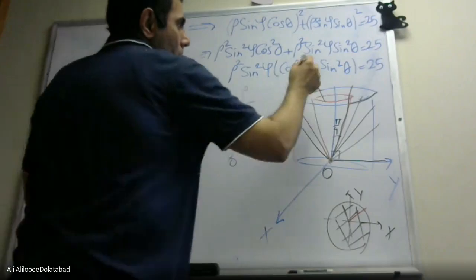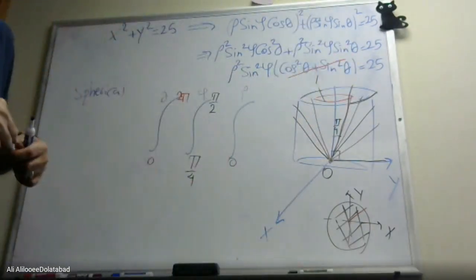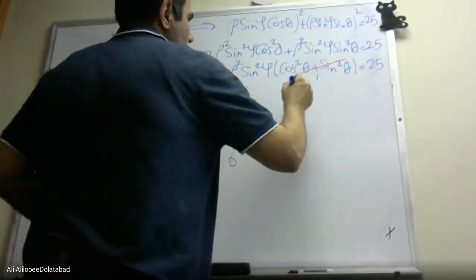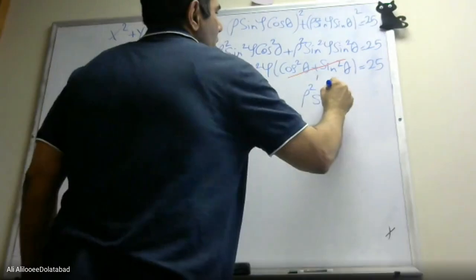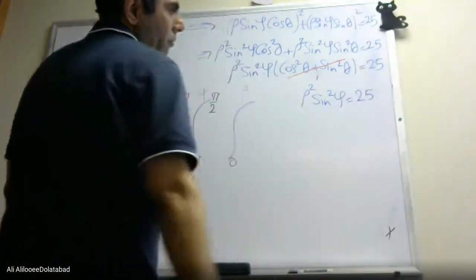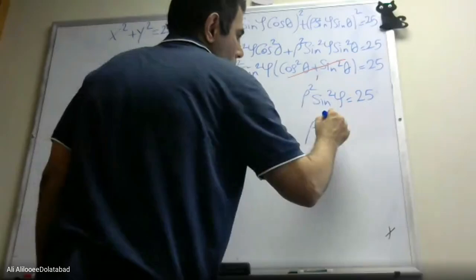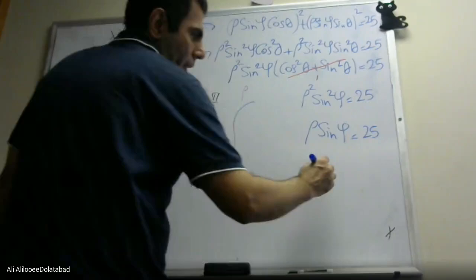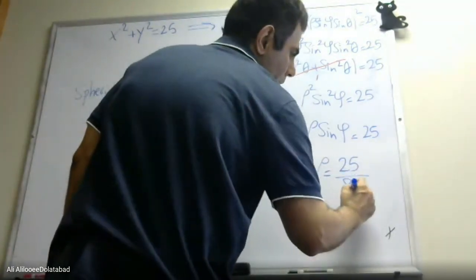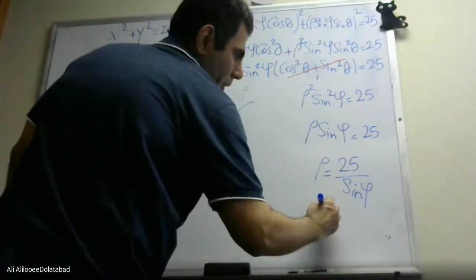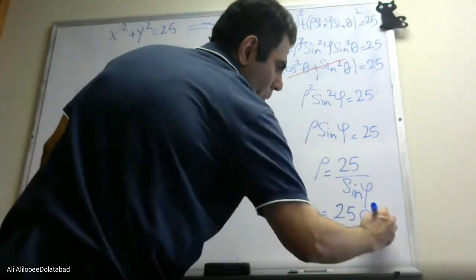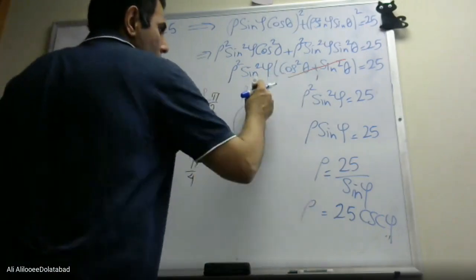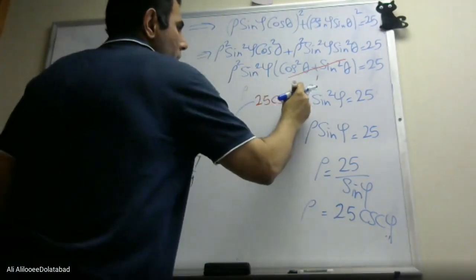And as you know from calculus, this is 1. Then what is left is rho squared sine squared phi equals 25. You can take a square root: rho sine phi equals 5. Then divide both sides by sine phi: rho equals 5 over sine phi, or in other words, 5 cosecant phi. Then the upper bound here is 5 cosecant phi.